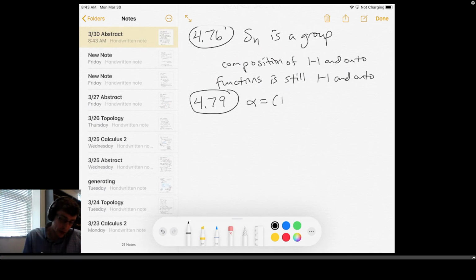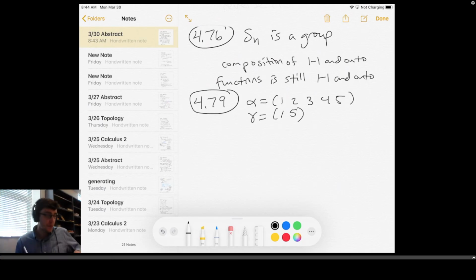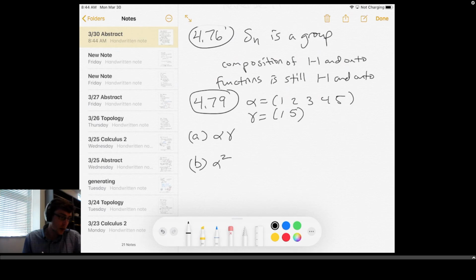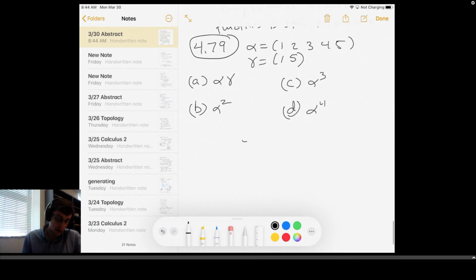So here we've got alpha is 1, 2, 3, 4, 5. Gamma was 1, 5. And so our first one is alpha gamma. I'm actually going to write a couple. I want you guys to try to figure them out: alpha squared, alpha cubed, alpha to the 4th, alpha to the 5th. We want to try to figure out all these.